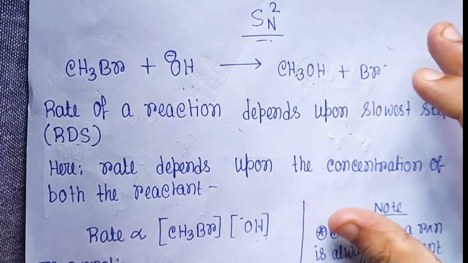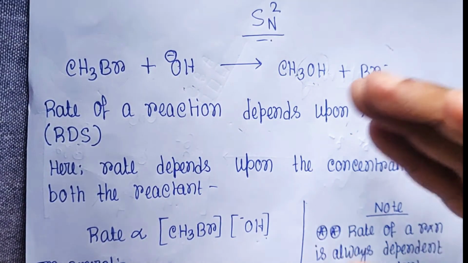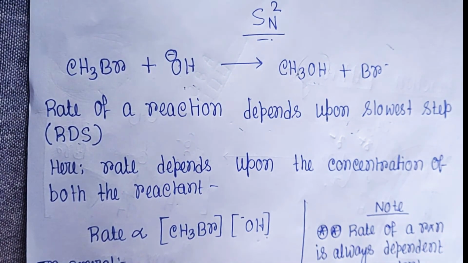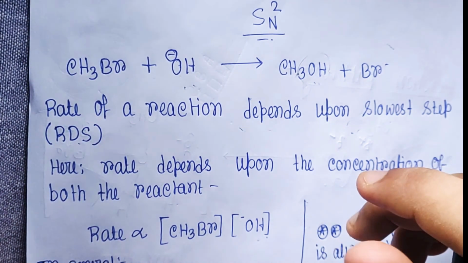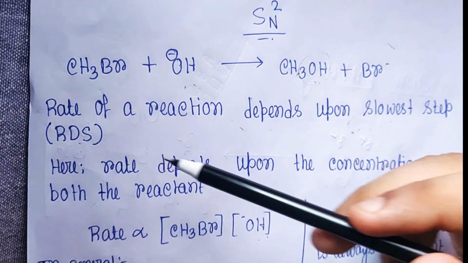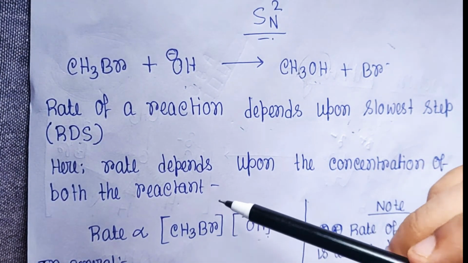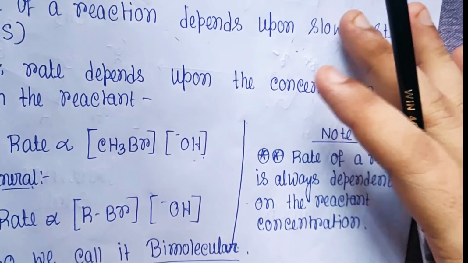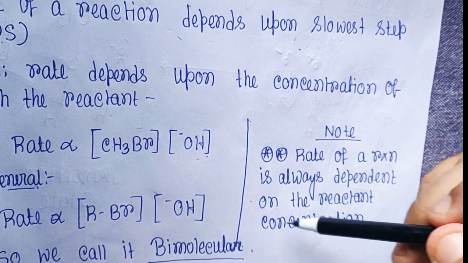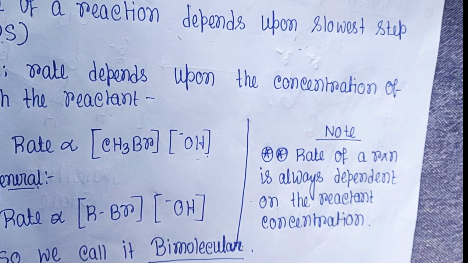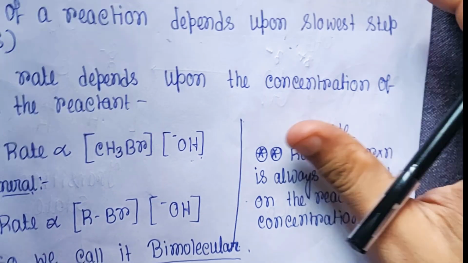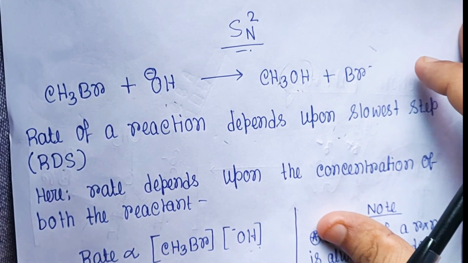We call it RDS. So this slowest step is the only step that determines the kinetic parameters of the reaction, what the speed or rate of the reaction would be, right? Now here the rate depends upon the concentration of both reactants. So first we need to note that the rate of a reaction always depends on the reactant concentration. You need to understand this part.